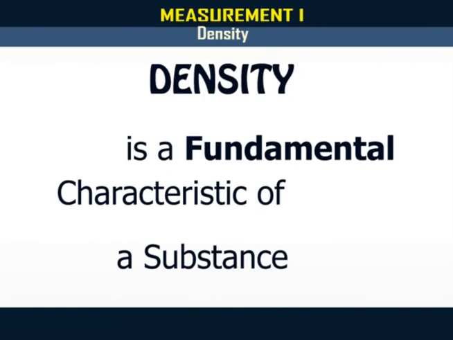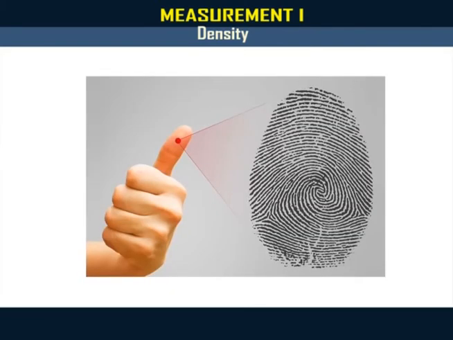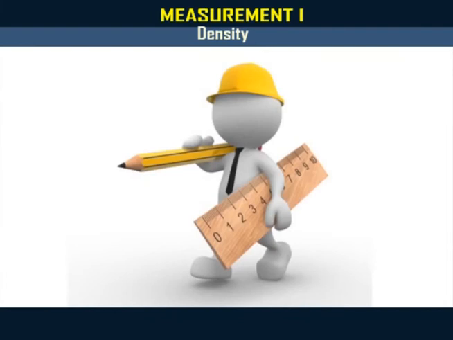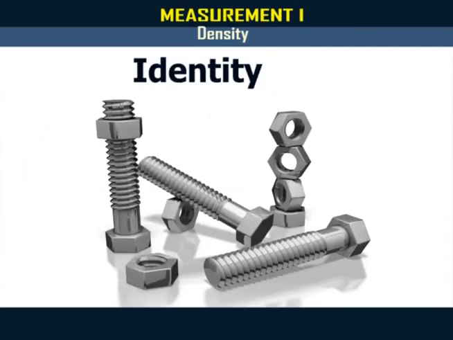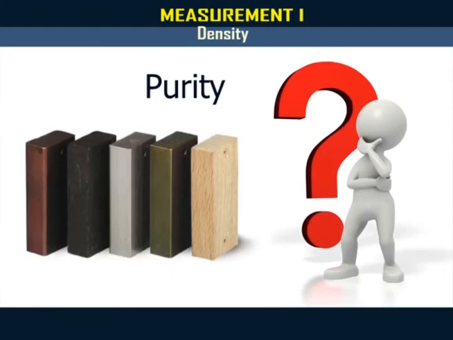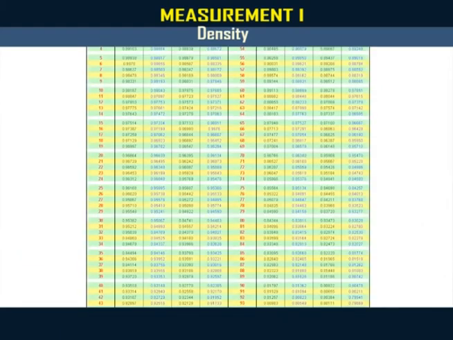Now, density is a fundamental characteristic of a substance, much like a fingerprint. If you measure an object's density accurately enough, then you can often use that number to help identify what the material is or to determine the purity of a known substance, for example, from such a table.